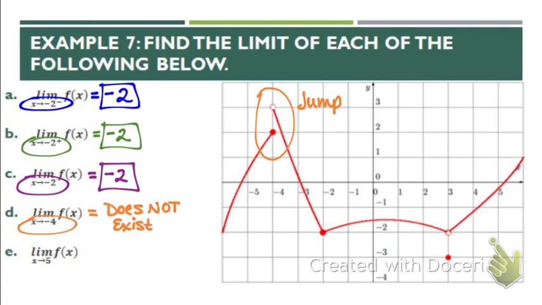What about the limit at 5? -0.25. I can approach it from the left. I can approach it from the right. I'm trying to figure out what y value I'm approaching. Looks like it's about 0.25. Or sorry, -0.25. Or you could write that as -1/4.